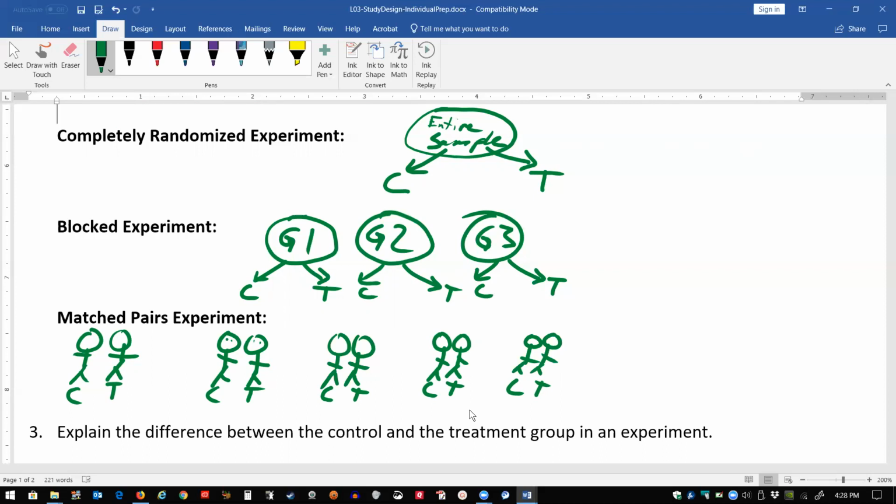Okay. So, completely random: one group, split it up into control and treatment. Blocked experiment: split the entire sample up into subgroups, and then divide each subgroup into a control and treatment. And then matched pairs, even more groupings, right? You're going to group everyone in your sample in twos based on the characteristics that are shared, and one of each pair goes to the control, one of each goes to the treatment. Does that make sense for the experiments?